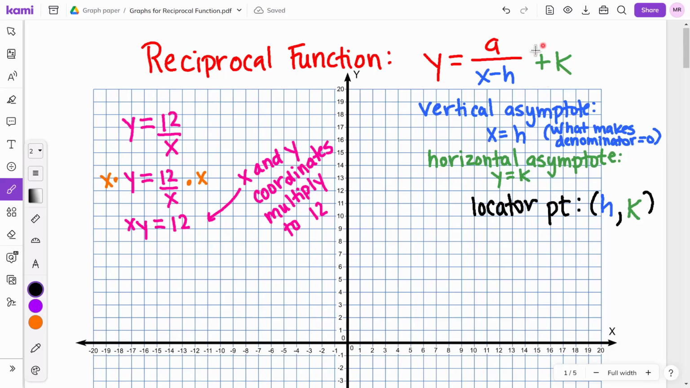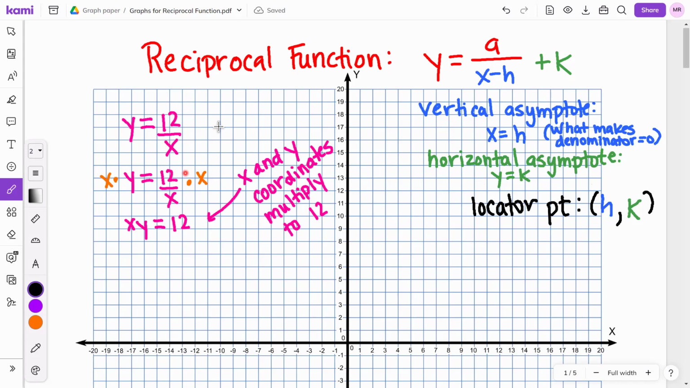And then the plus k is going to move your graph up or down if it's a minus k. And that's going to be our horizontal asymptote. Our locator point, which is not a point on the graph, but it'll help us center our graph, is going to be, again, what makes this 0? h, comma, k. That will be our locator point.